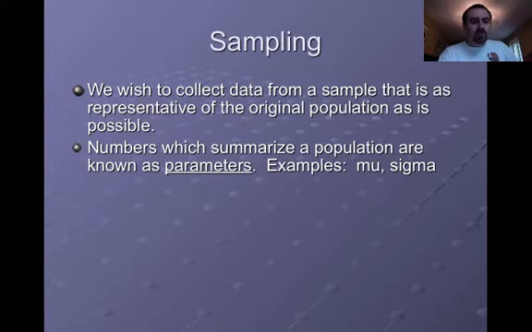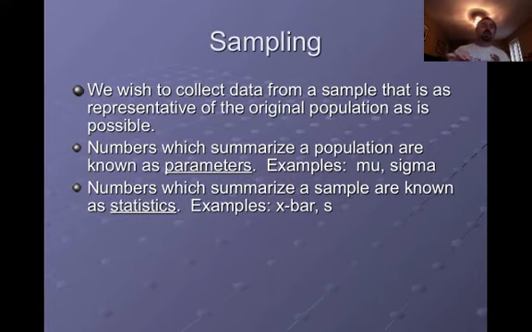And so we need some more definitions here. Numbers which summarize a population are known as parameters. Those Greek letters we use, mu and sigma, those are parameters. They describe the average age of an American, perhaps, or the standard deviation of ages of Americans. That's a parameter. It describes the population. A statistic is the number that describes the sample. So my sample of 500 Americans might have an average age of 32. That's my X bar, as opposed to whatever the actual population age is. So X bar and S summarize a sample, whereas mu and sigma summarize a population.